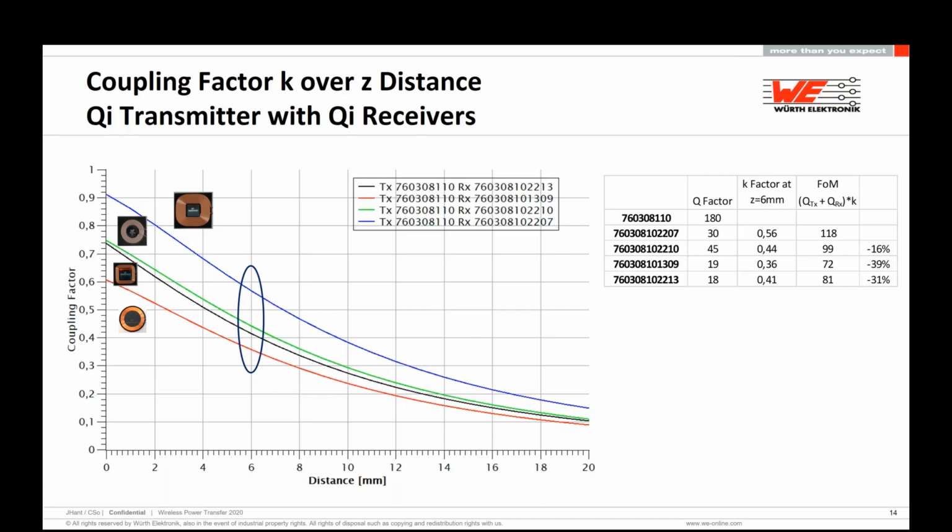Additionally, you can see the smallest part, or the smallest effective area, has a difference to the best one of about 40%. This will be 40% less efficiency.